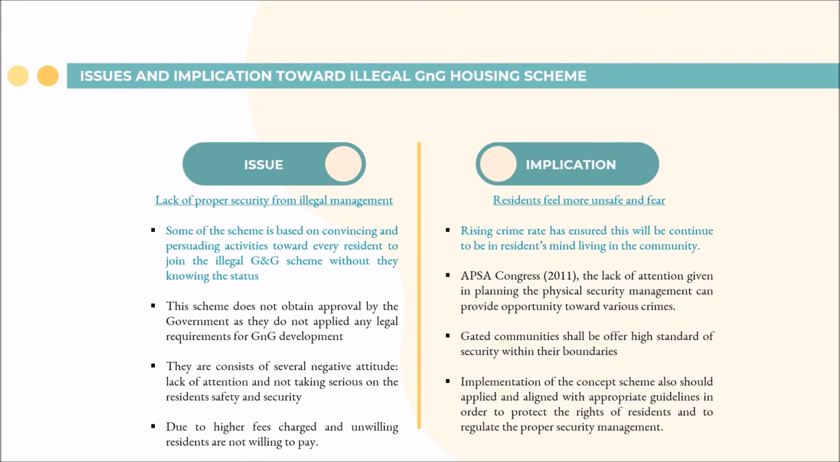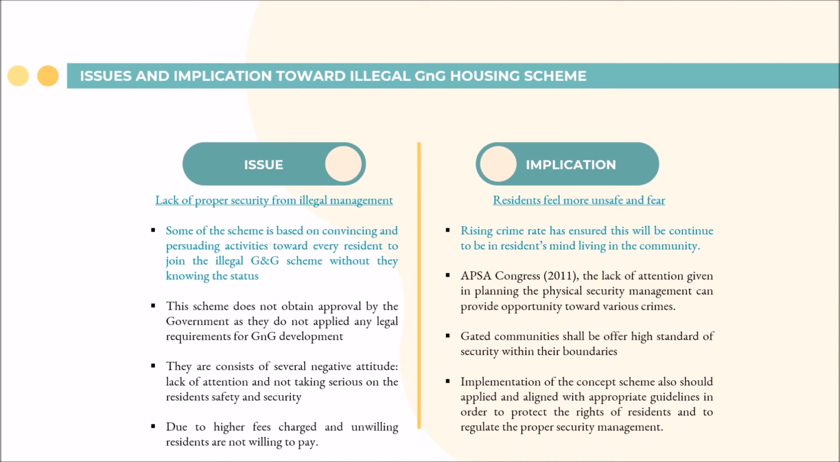The next issue relating to illegal gated and guarded housing schemes is the lack of proper security from illegal management. Some of the schemes are based on convincing and persuading residents to join the illegal gated and guarded scheme without them knowing its status. This scheme does not obtain approval from the government as they do not apply any legal requirement for gated and guarded development. So this may lead to improper security, as there are several negative attitudes from illegal management, such as lack of intention, as most illegal gated and guarded management do not take resident safety and security seriously.